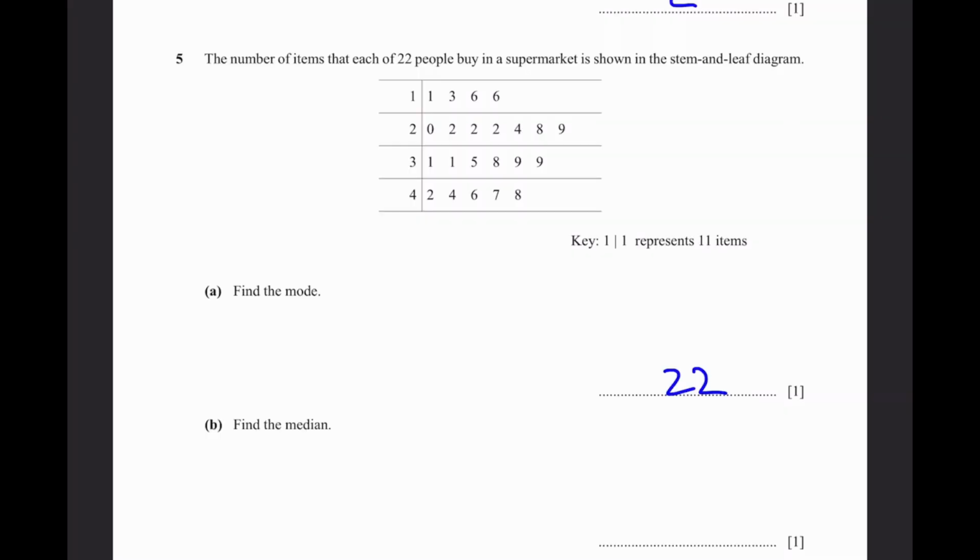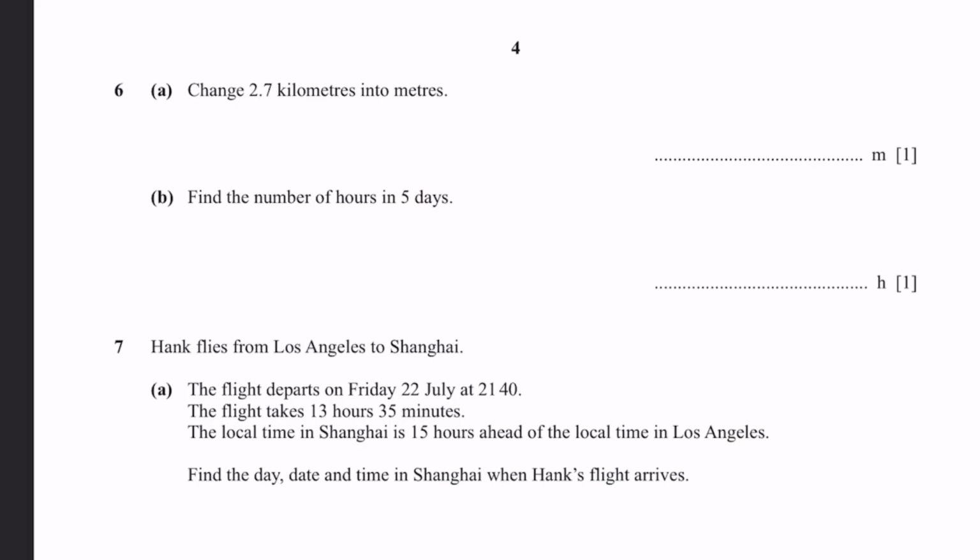B, find the median. Let's see how many values. There are 22 people. So 22 values. And then the middle values are number 11 and number 12. So we need to consider the 11th and 12th values. 1, 2, 3, 4, 5, 6, 7, 8, 9, 10, 11: 29, and 31. And now we find the mean of that. 29 plus 31 by 2 is equal to 60 by 2, which is 30. The answer is 30.